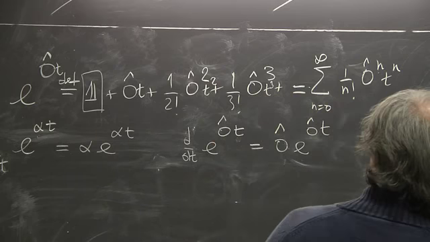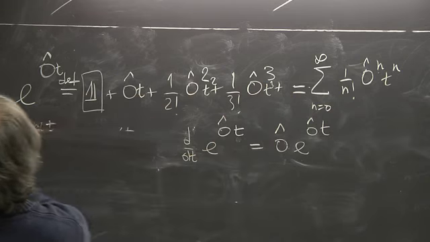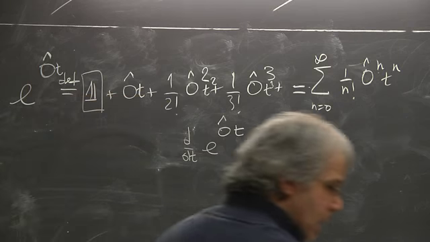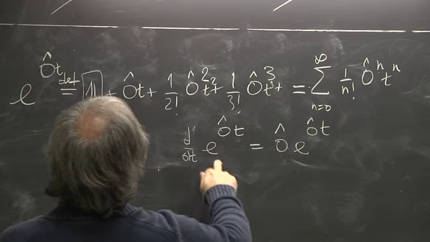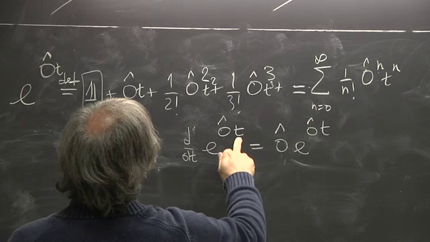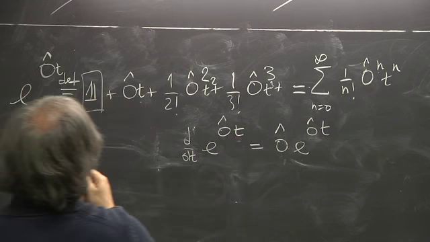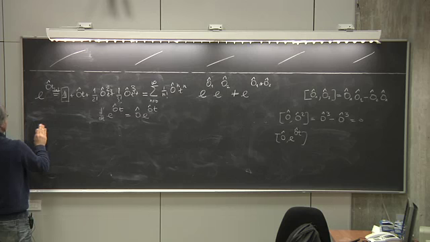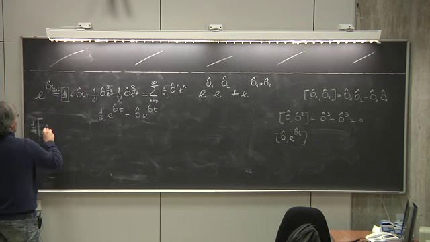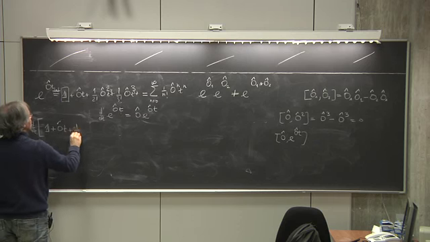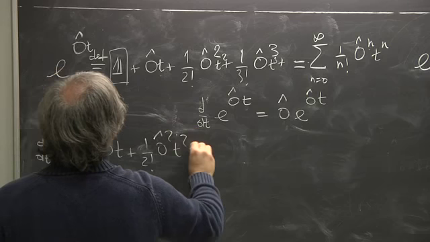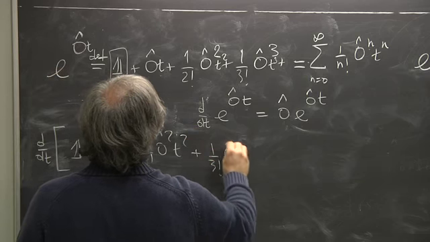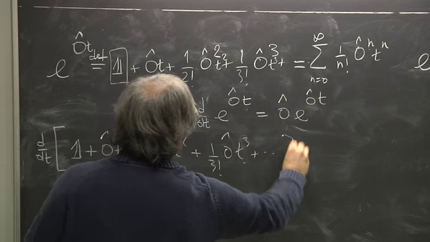Okay, let's prove this simple equation, and it's a direct proof. I take the derivative of this object here with respect to t, in the usual way. So for instance, derivative with respect to t of 1 plus O t plus 1 over 2 factorial O square t square plus 1 over 3 factorial O cubed t cubed. I stop here.